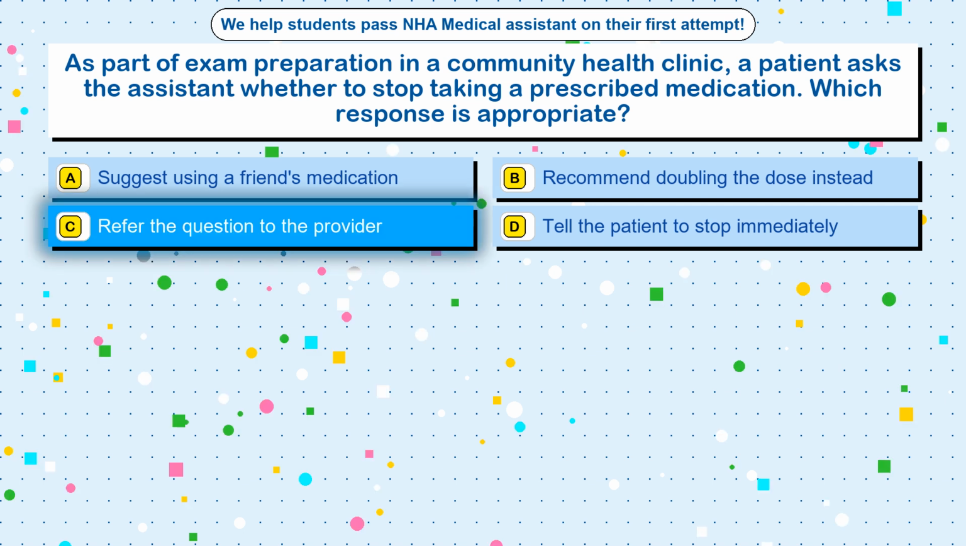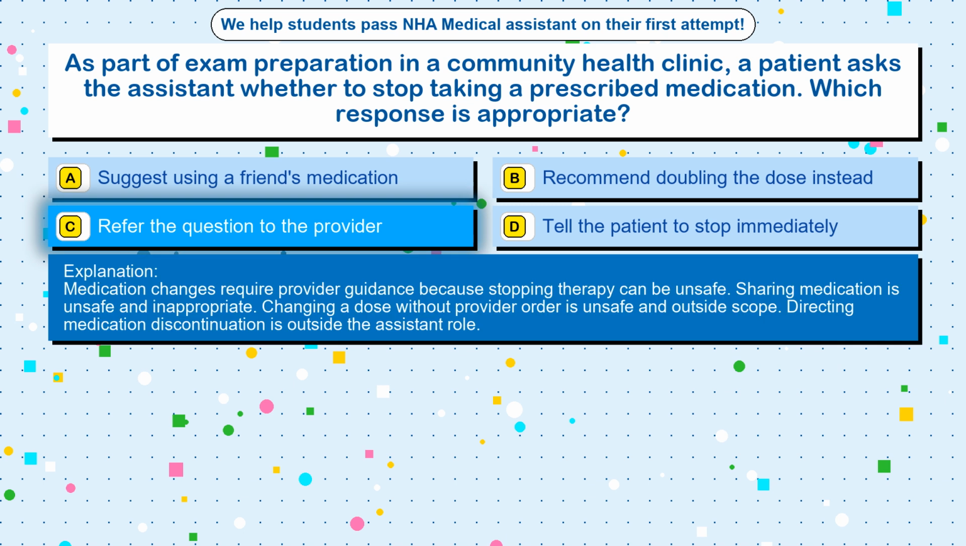The correct answer is option C. Refer the question to the provider. Medication changes require provider guidance because stopping therapy can be unsafe. Sharing medication is unsafe and inappropriate. Changing a dose without provider order is unsafe and outside scope. Directing medication discontinuation is outside the assistant role.